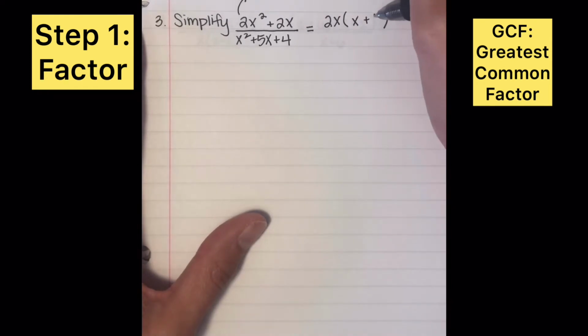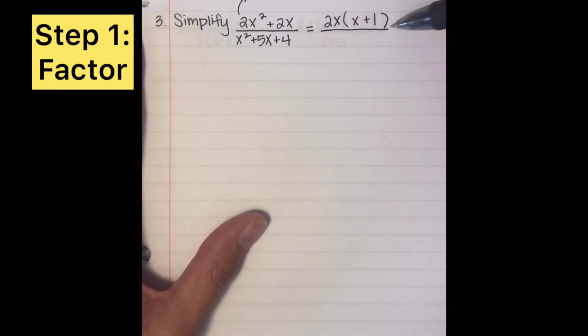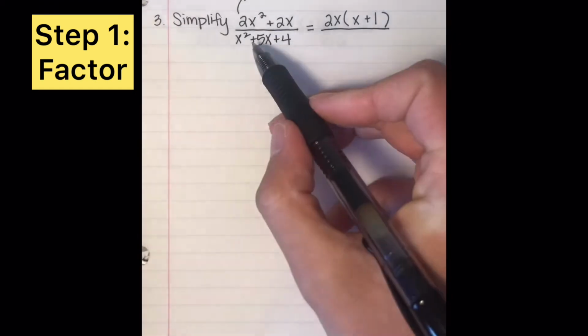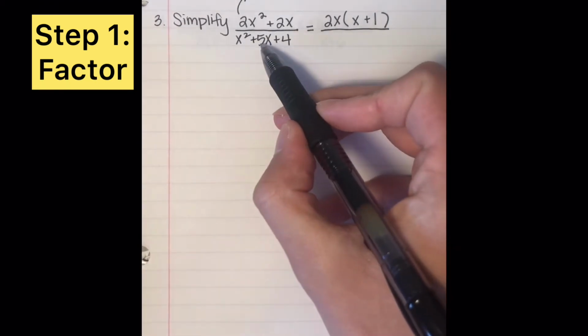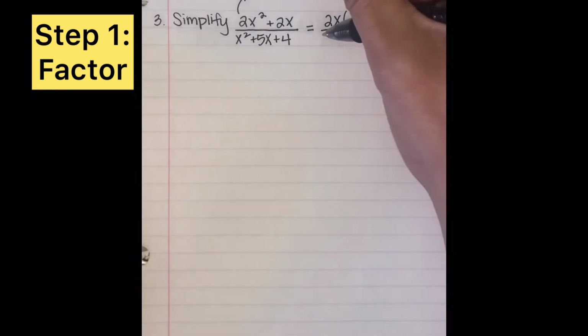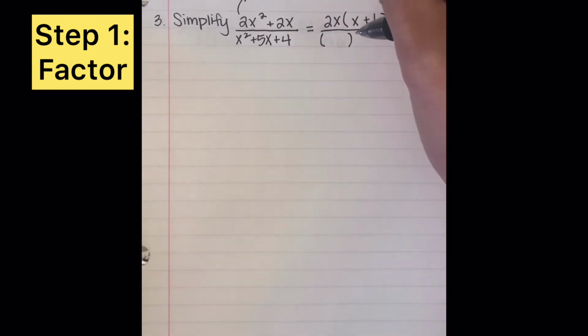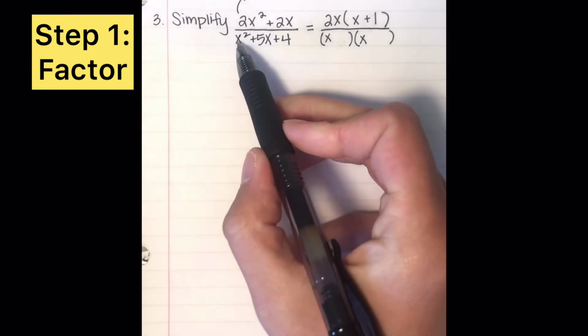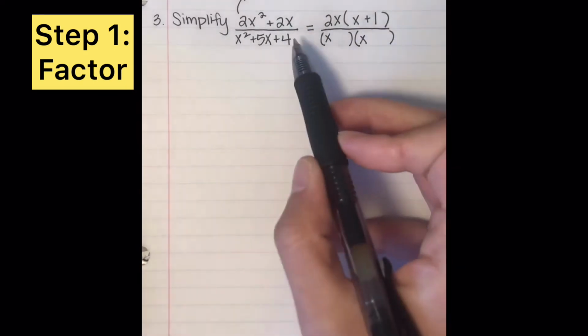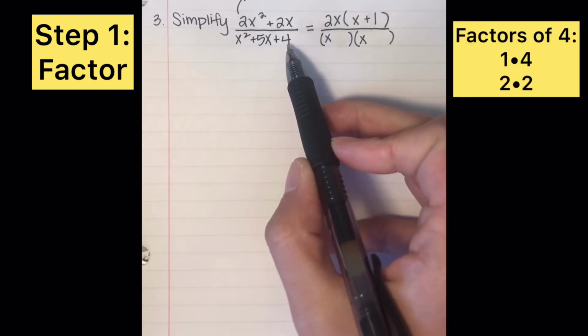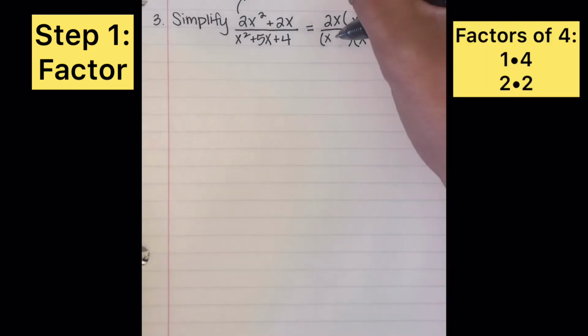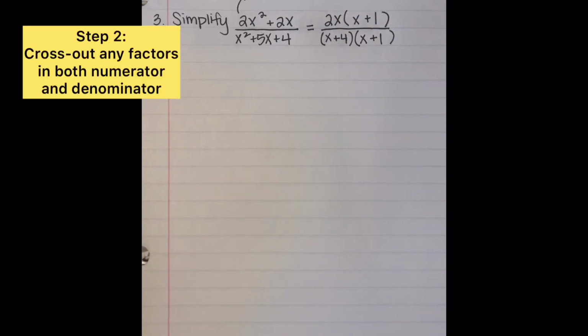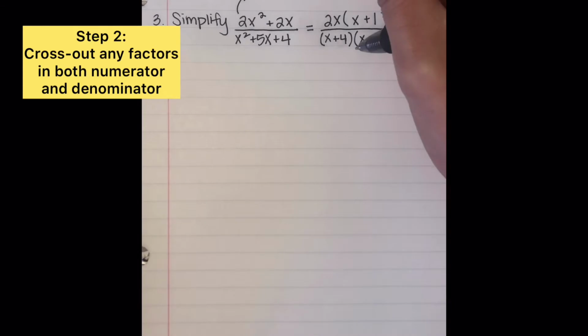x plus 1 over, on the bottom I've got x squared plus 5x plus 4. Because of the x squared, we can break it down into two parentheses. X times x gives me x squared. In the two blanks, I need to pick two numbers that multiply to give 4, add to give 5, plus 4 plus 1. Then I notice x plus 1 is on top and bottom.